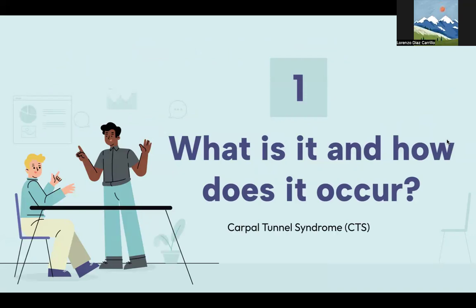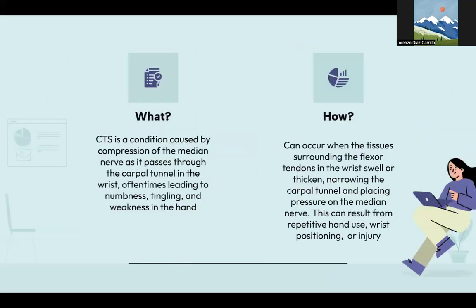So let's get started. CTS is a condition specifically caused by the compression of the median nerve as it passes through the carpal tunnel, so on that wrist side. That compression of the nerve will oftentimes lead to the patient feeling numbness and tingling and weakness in the hand. We'll talk about specifically where in a bit.